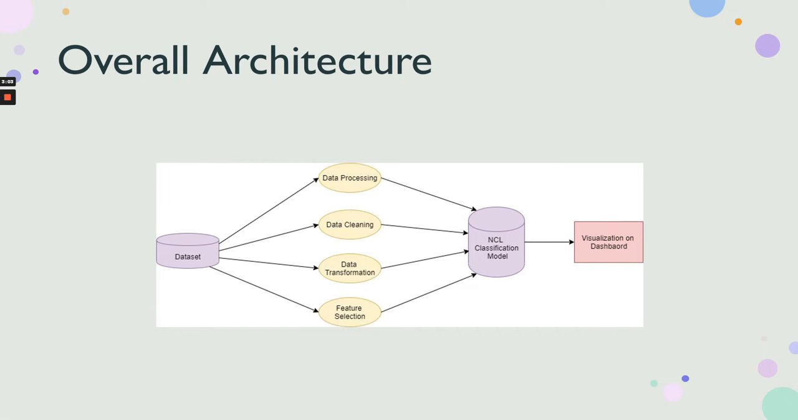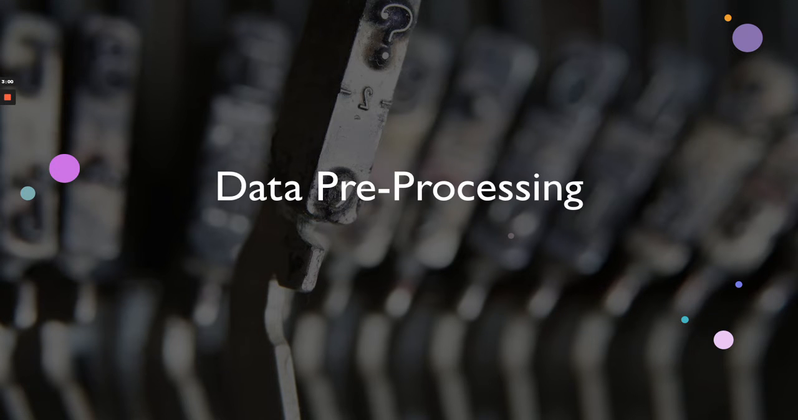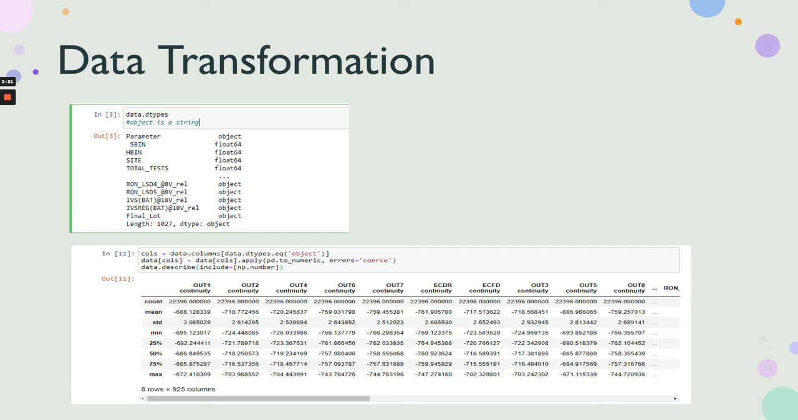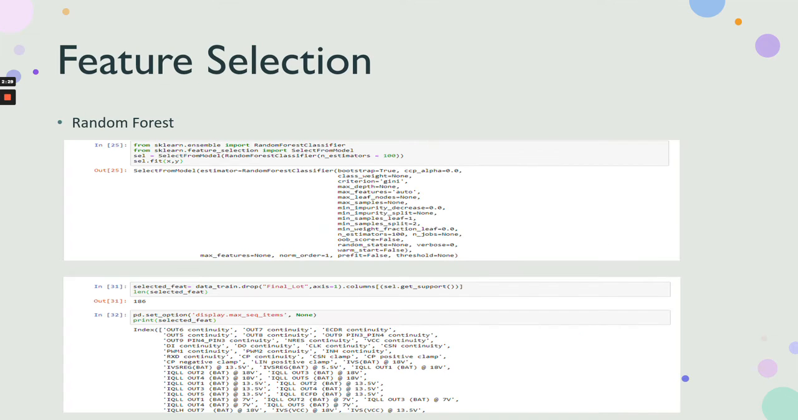This is a simple architecture of what I have done. The dataset is given by ST Microelectronics. We were given 7 datasets, and all of them are combined into one. The first two files are the defective parts containing the data, and the third until the seventh file are the lots that are running perfectly well. I'll just quickly scroll through.